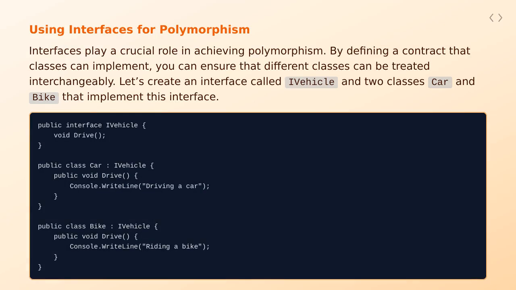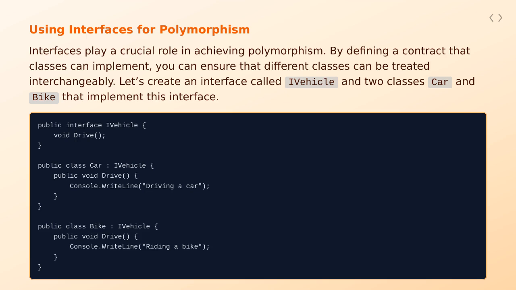Let's move on to using interfaces for polymorphism. Interfaces play a crucial role in achieving polymorphism. By defining a contract that classes can implement, you can ensure that different classes can be treated interchangeably. Let's create an interface called IVehicle and two classes, Car and Bike, that implement this interface.